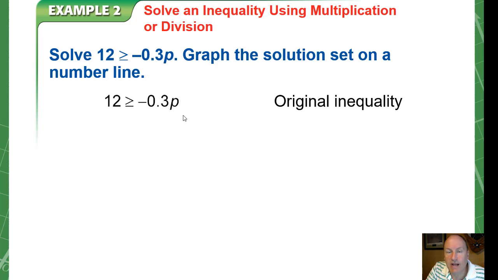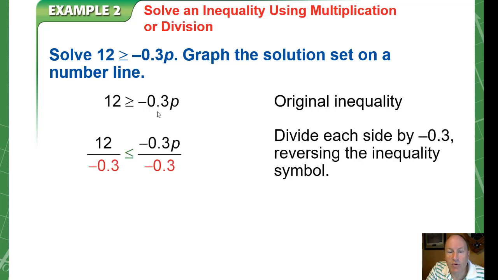We want to get rid of that negative 0.3, so we are going to use the division property of inequality by dividing both sides by negative 0.3, which will cancel that out because anything divided by itself is 1. Now, because multiplication and division by negative numbers requires you to change the direction of the inequality, instead of a greater than or equal to, it becomes a less than or equal to.